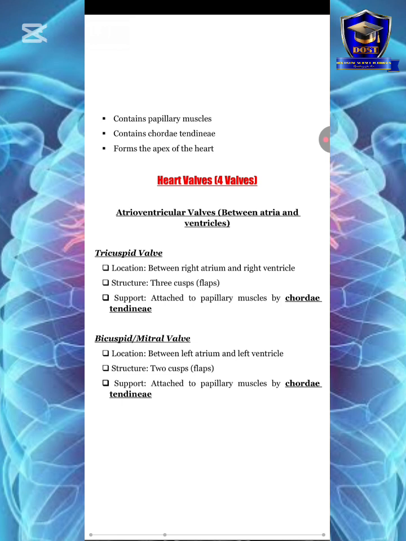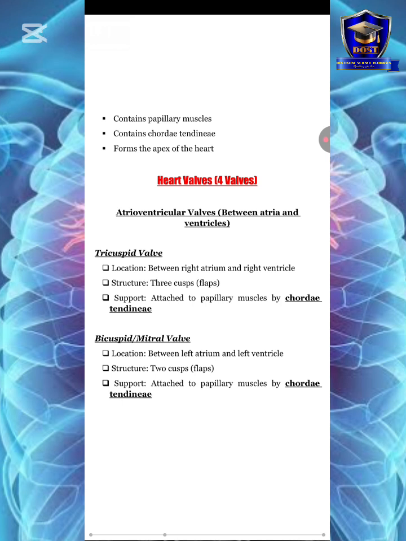So the atrioventricular valves are situated between the atria and the ventricles, and we have two types of this particular valve. One of them is called the tricuspid valve. It is located in between the right atrium and the right ventricle. And the other one is called the bicuspid valve, also called the mitral valve. It is located in between the left atrium and the left ventricle. All right. Now, what else do you have to know about these valves? If you check their names, one of them is tricuspid, the other one is bicuspid. Why is there a tri and a bi?